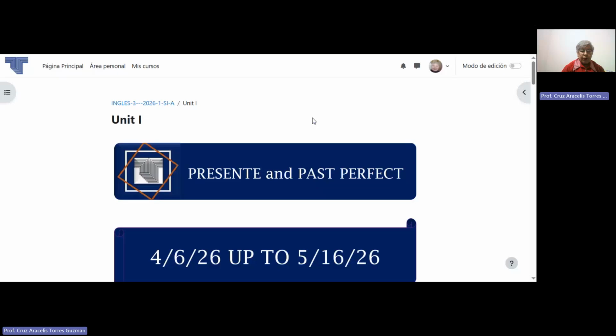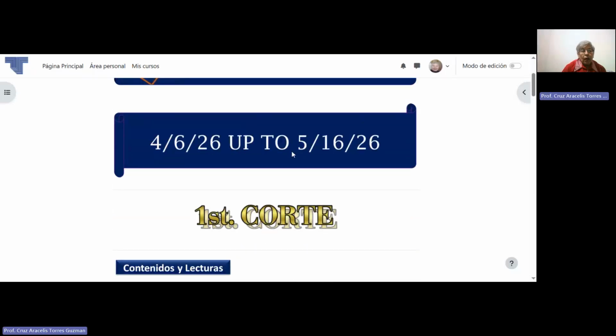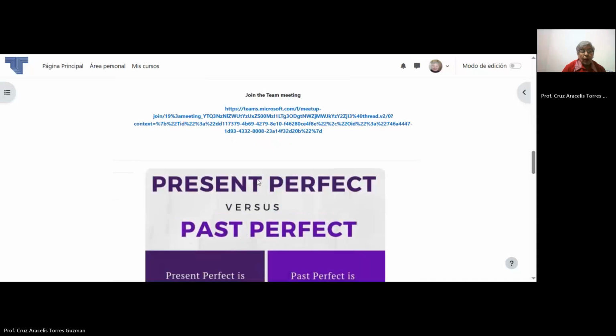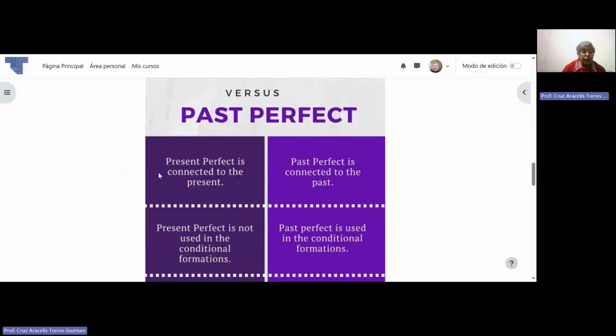Very fine. Okay. We are going to see present and past perfect. Okay. Let's go to the class so you can see what I want. Here we are. Present perfect versus past perfect. Here is both.